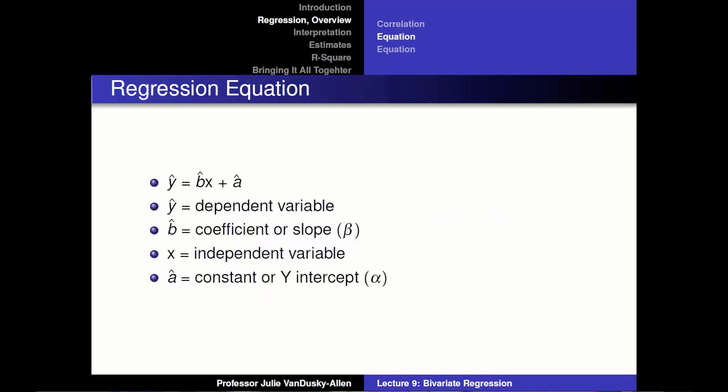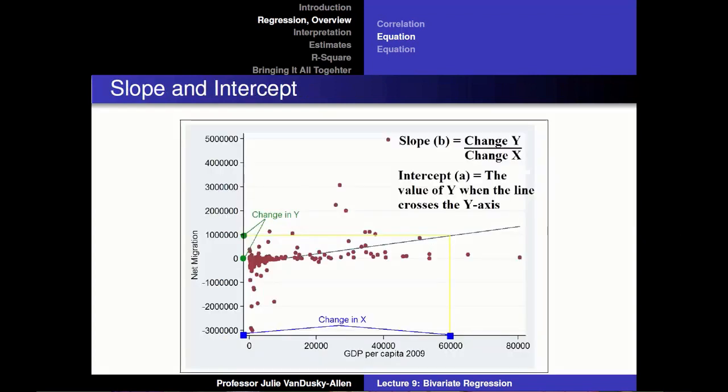One way to formally represent a regression equation is to write y hat equals b hat times x plus a hat. Y hat is an estimate of the dependent variable. B hat is the coefficient, slope, or beta. X is the independent variable, and a hat is the constant, y-intercept, or alpha. Now imagine I tried to draw a line through the middle of these observations myself and tried to estimate the regression equation. The y-intercept a hat would be the value of y when the line passes through the y-axis. Next, the slope b hat is simply the change in y over the change in x.